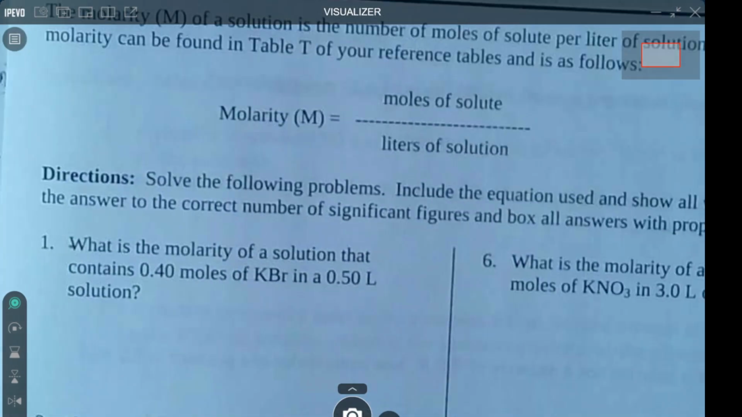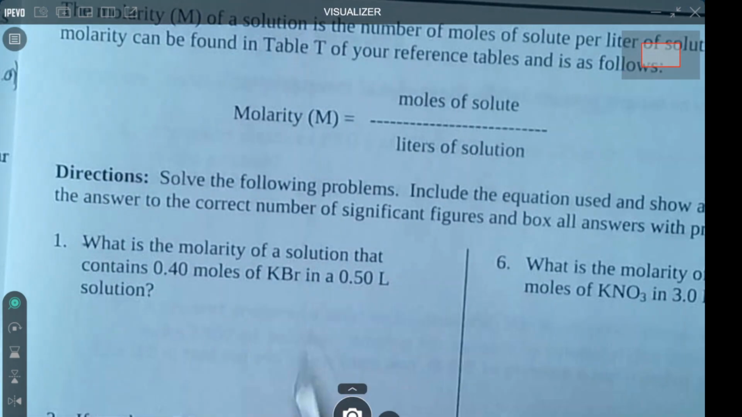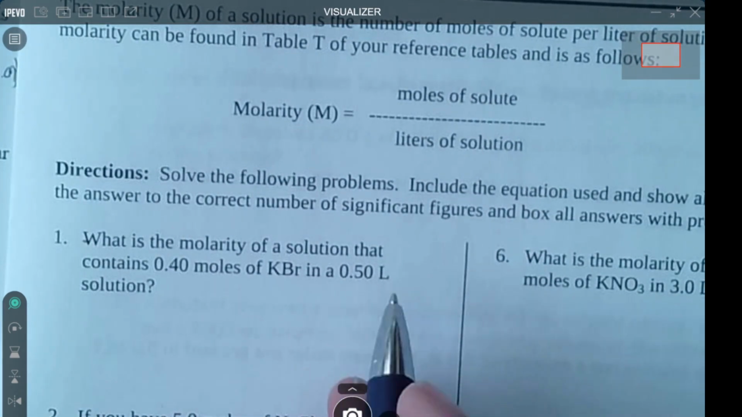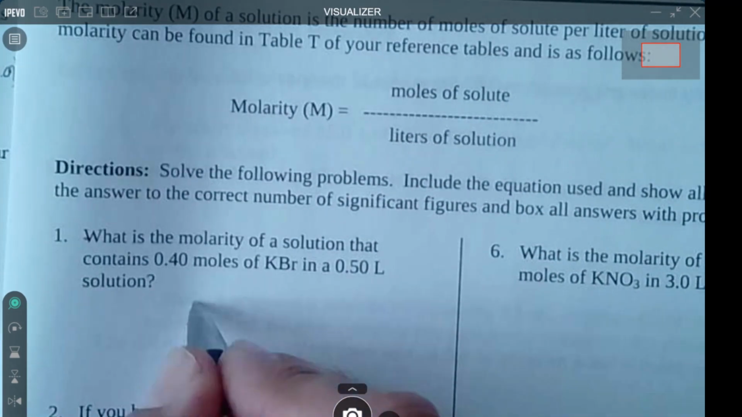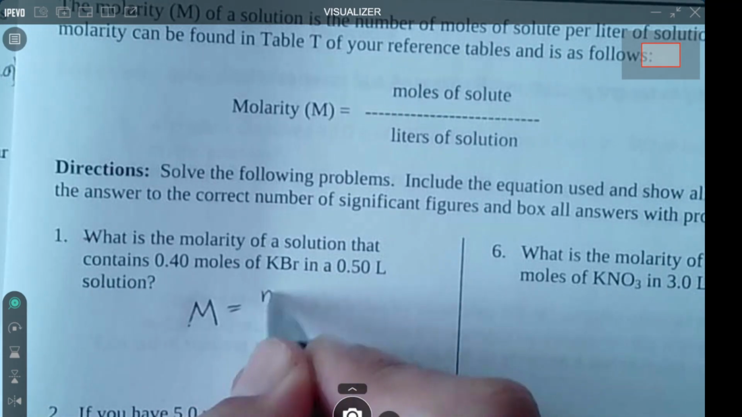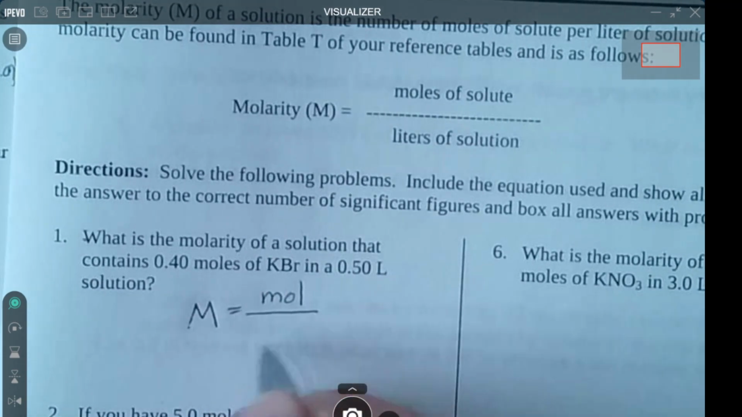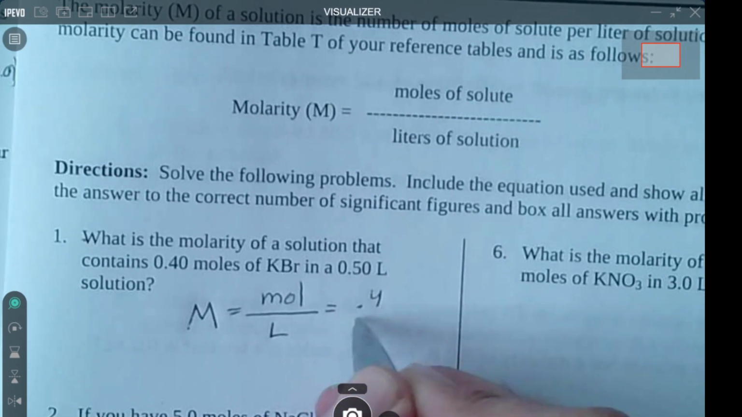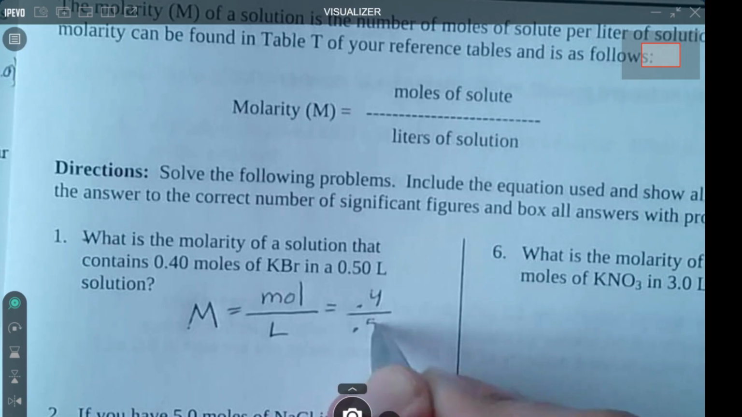It's not too hard, on the next page. What is the molarity of a solution that contains 0.40 moles of KBr in 0.5 liters? I don't think this is very bad. This goes back to our molarity equation, on the back of the reference table: moles per liter. So it's 0.4 moles over 0.5, and that's it.